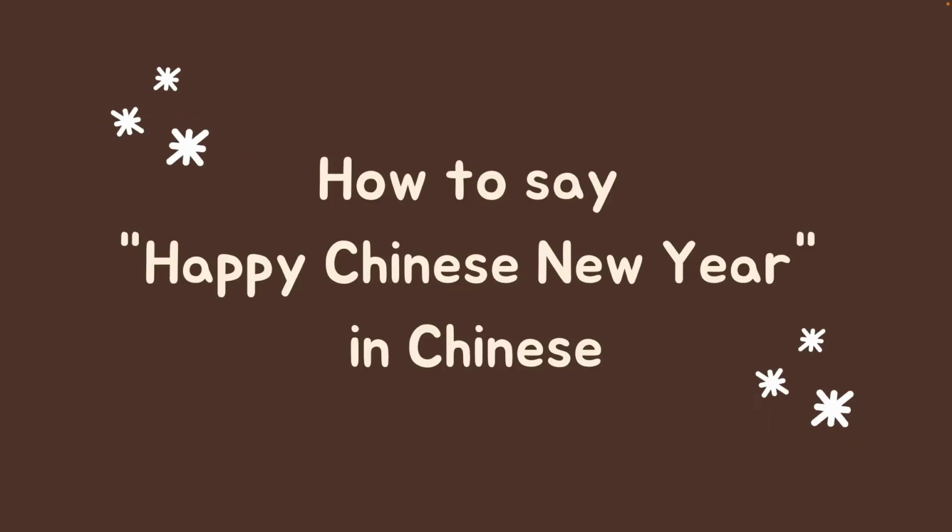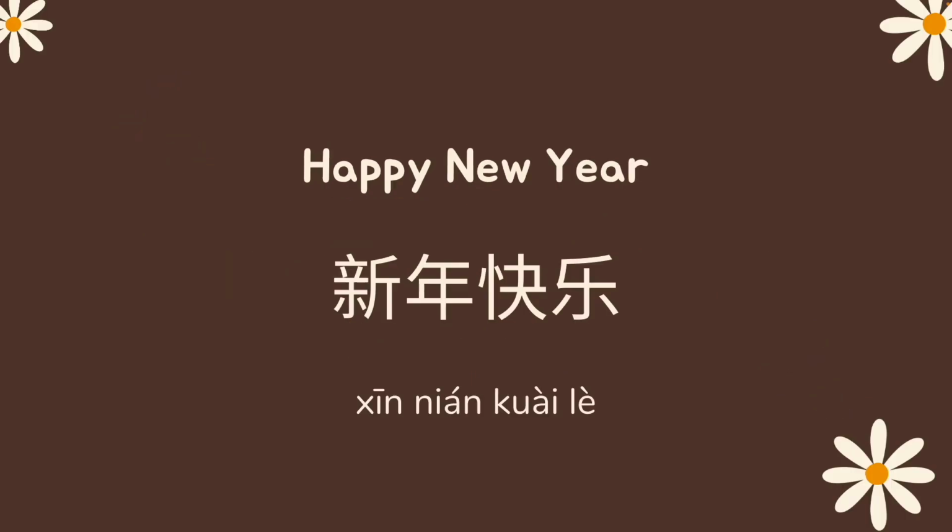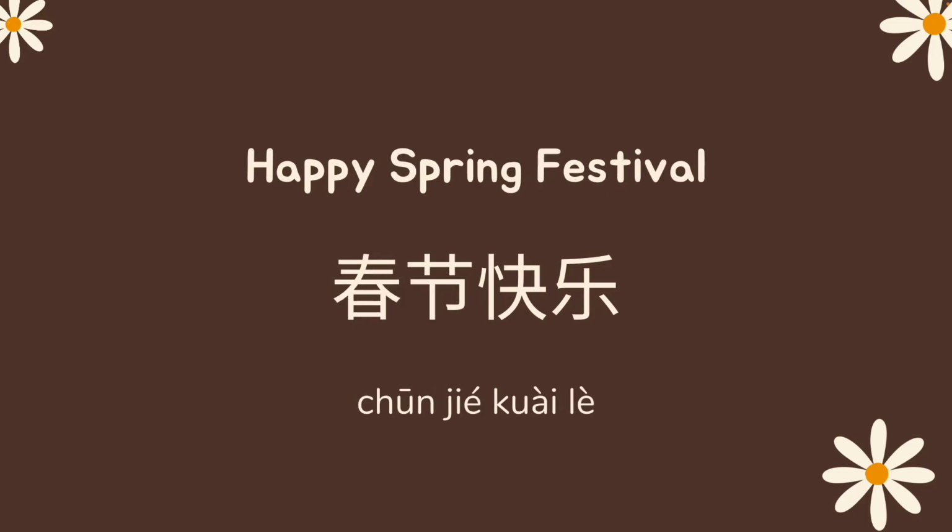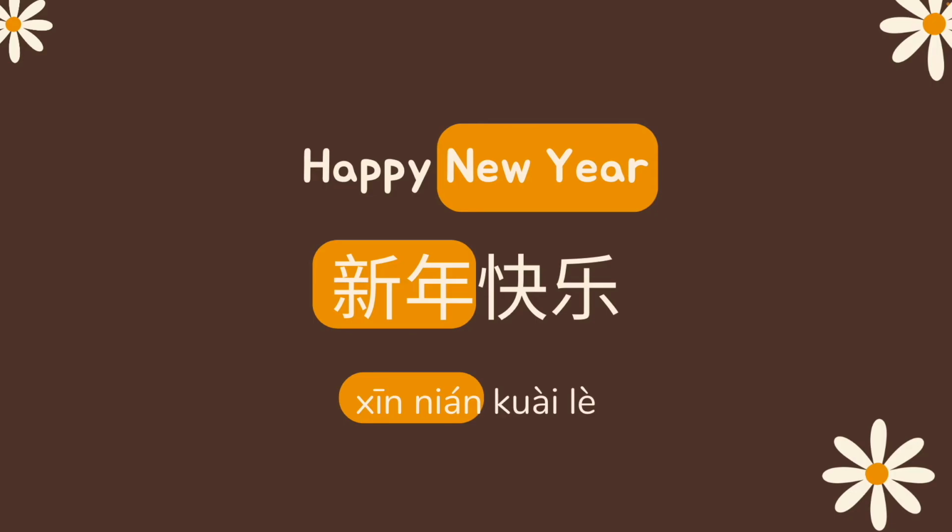Number 3. How to say Happy Chinese New Year in Chinese? It is August as the recording of this video, but I like how far you're planning ahead. Happy New Year is 新年快乐 or 春节快乐. 新年 means New Year. 快乐 means happy. New Year, happy, it's how we say Happy New Year.